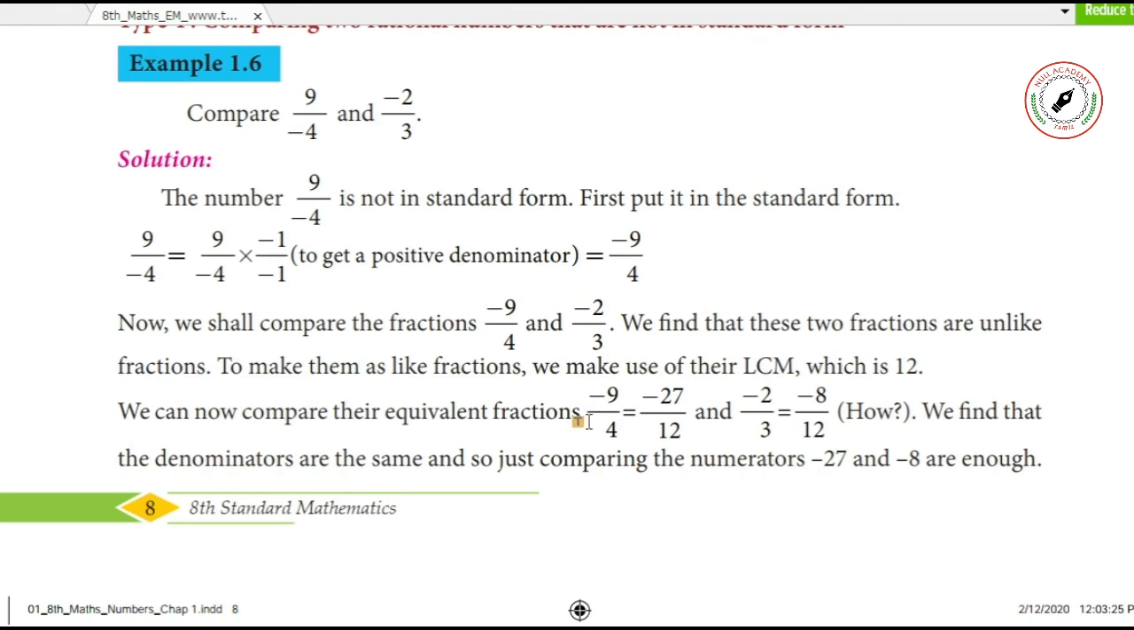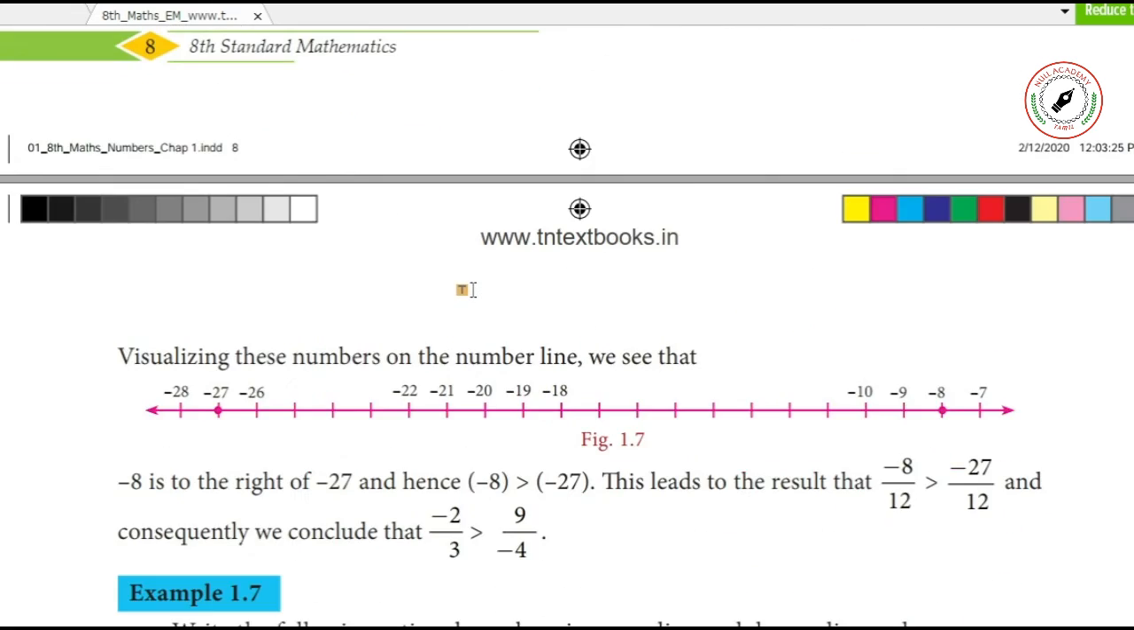Now you find the two numbers. Are these two numbers with the same denominators? Different. So what you have to do? You have to find the LCM again. What is the LCM for this one? 4 3s are 12. That is very easy. Then you find the equivalent fractions and then compare. That is enough. Okay. Next one.